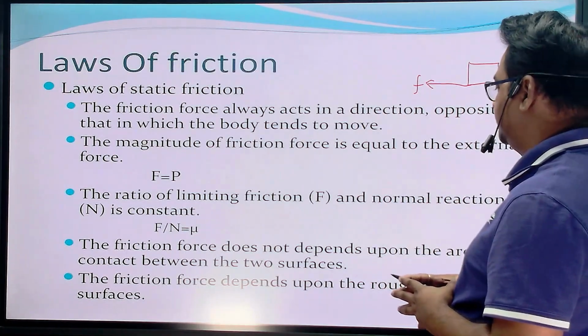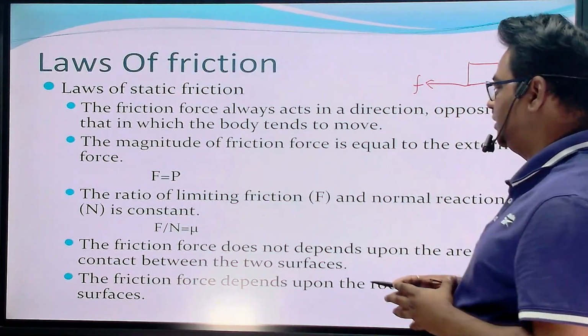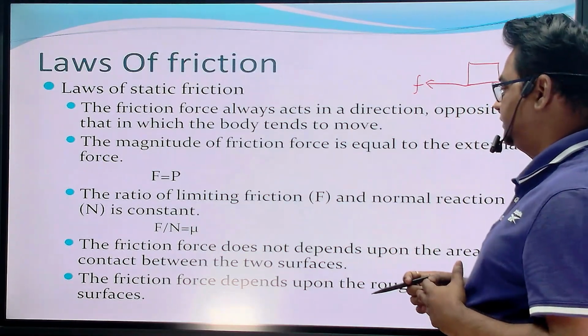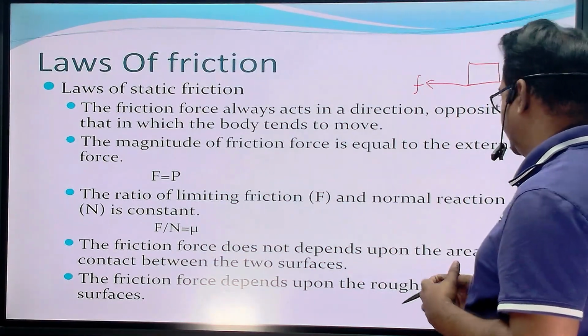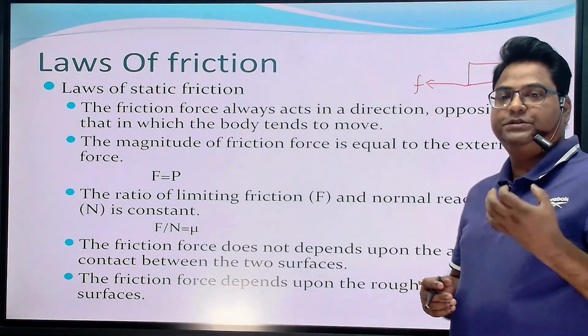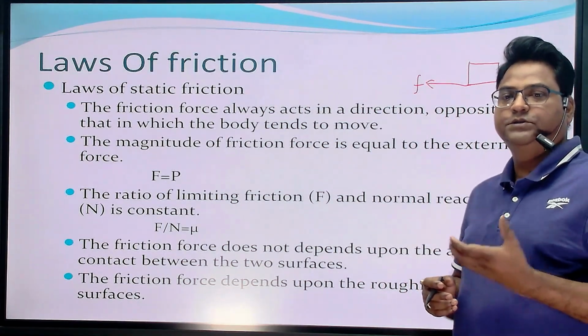Next, the frictional force does not depend upon the area of contact between the two surfaces. Next, the friction force depends upon the roughness of the surface. In the sense that where the roughness is more, the friction force will be more there.